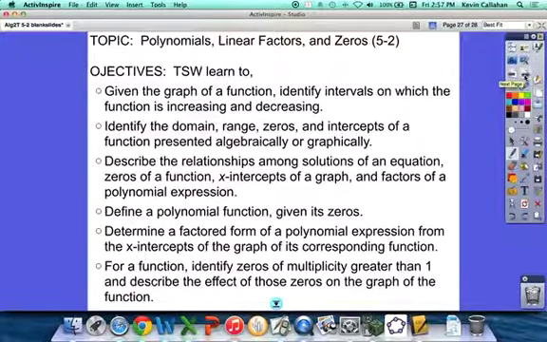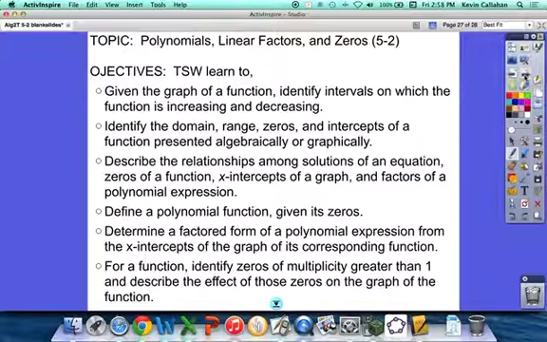So now let's read through these and see if we didn't touch on most of everything here. Okay, given the graph of a function, identify intervals on which the function is increasing and decreasing. Intervals of x, remember, x. Don't give y values. Identify domain and range, we didn't actually do that. Zeros and intercepts, we did do. We did it algebraically. We found the zeros algebraically when we factored it, and we also did them by graph.